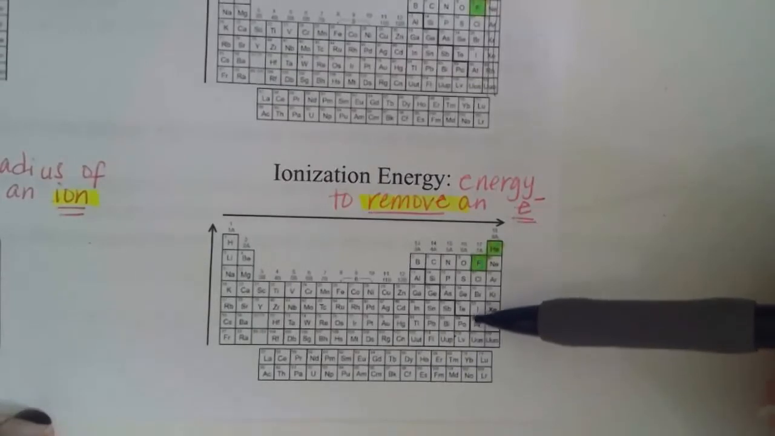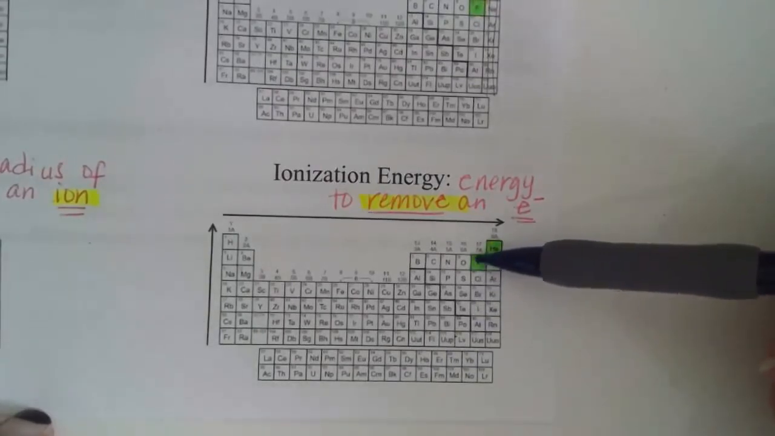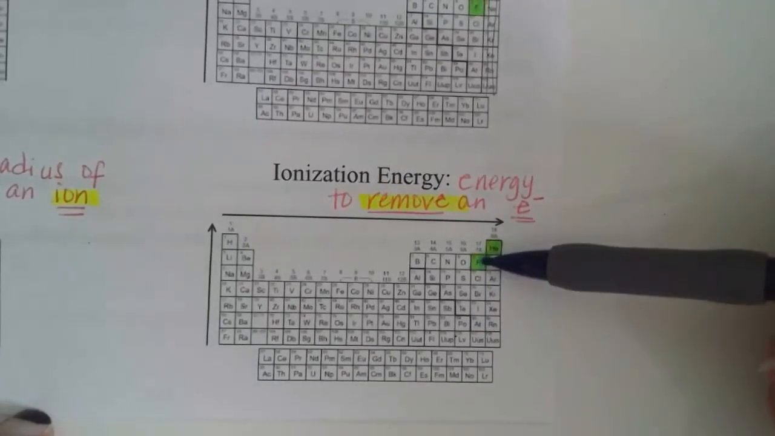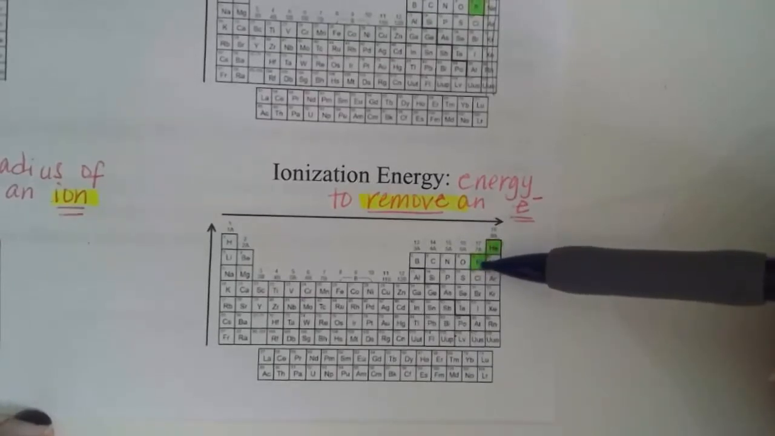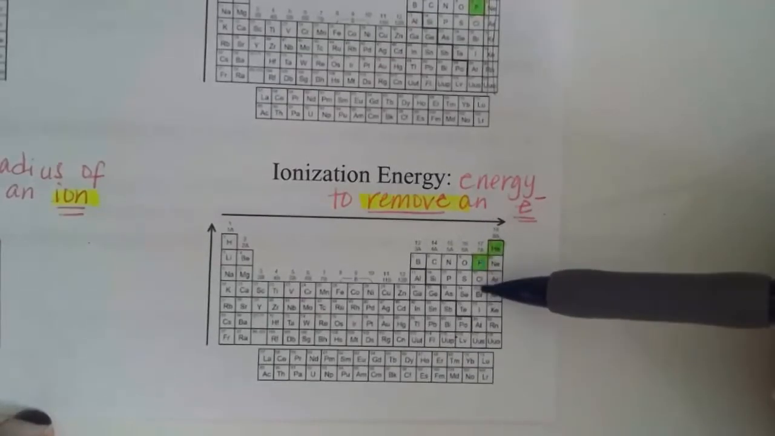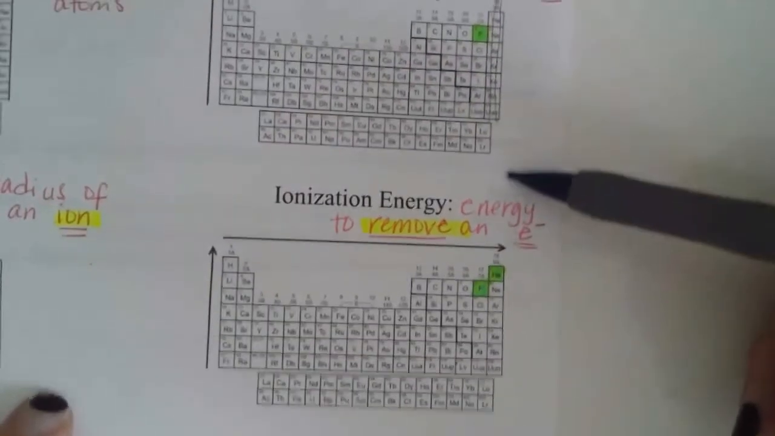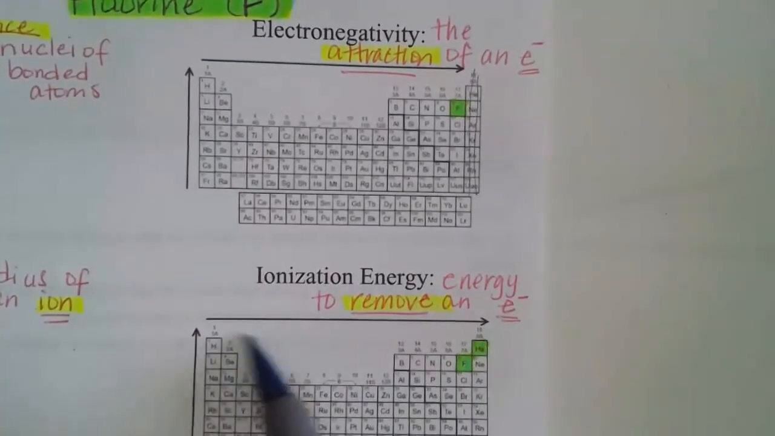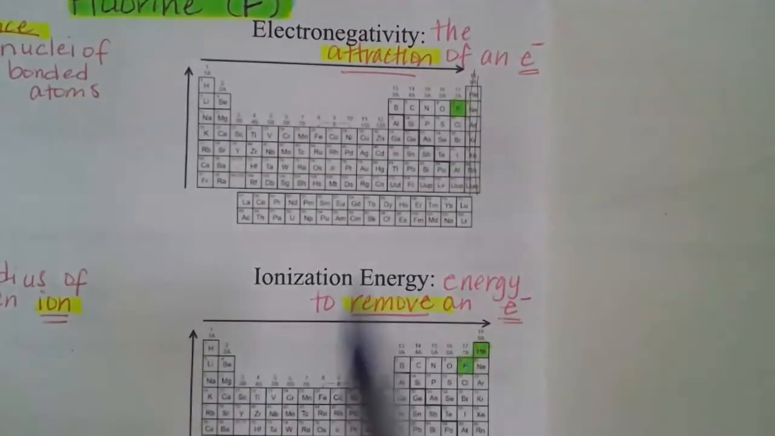So as you go up, the energy to remove an electron also increases because you're losing your electrons. And these guys, again, don't want to lose electrons. The less electrons you have, the less you want to lose. It's kind of like money. If you only have $2, you don't want to lose those $2. All right. So ionization energy and electronegativity, same trend as you go up and as you go across. As you go up and as you go across, they increase.